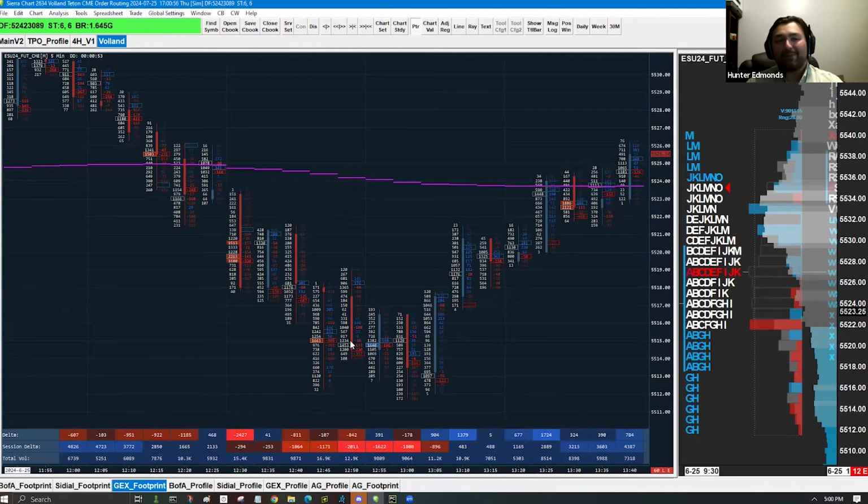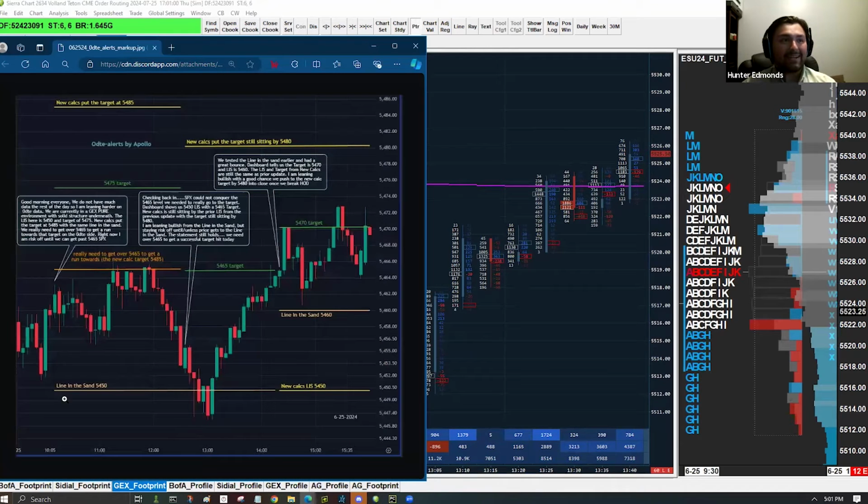I know this is a look back, but at the time, let's just look at what we posted at the time. Here's the line in the sand. SPX could not conquer 54.65. I'm leaning bullish from the line in the sand. So it's like, stay risk off, I'm putting on risk at the line in the sand so we can go higher. And that's exactly how the dealers played in the scenario. And this was posted right before the line in the sand test.